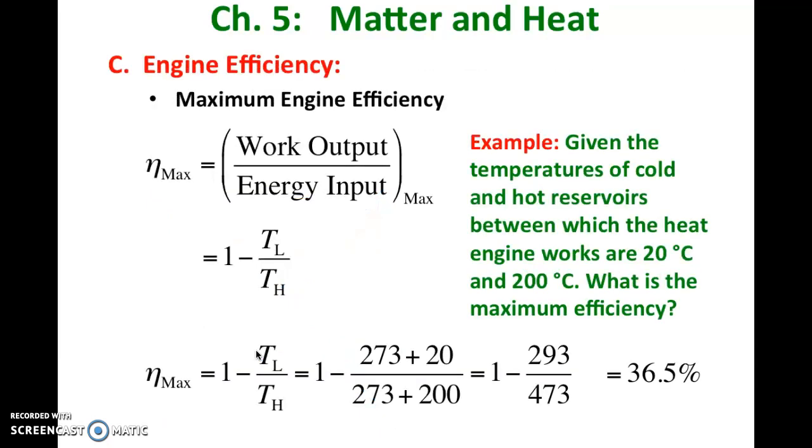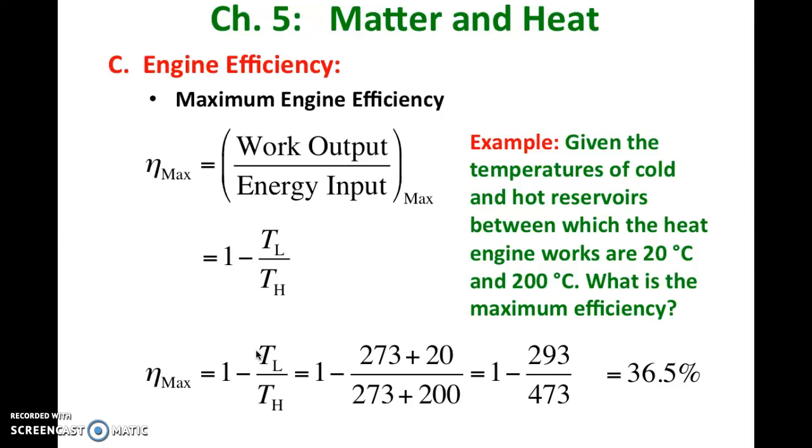To describe how big a part of heat can be turned into work, the maximum efficiency of a heat engine is usually defined as the ratio of work output and energy input. It can be derived as a simple relation equal to 1 minus the temperature ratio between the cold and hot reservoirs, TL over TH.